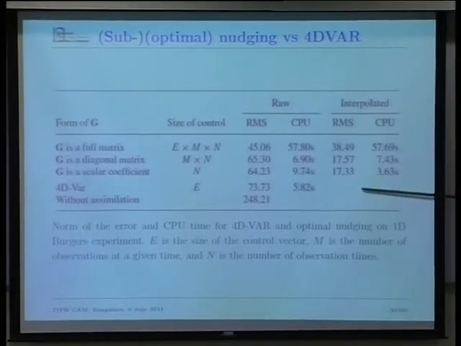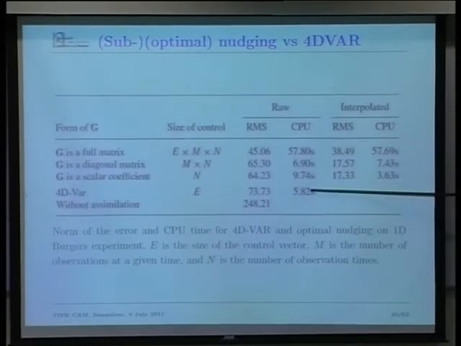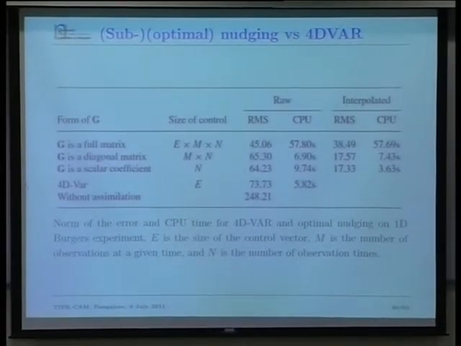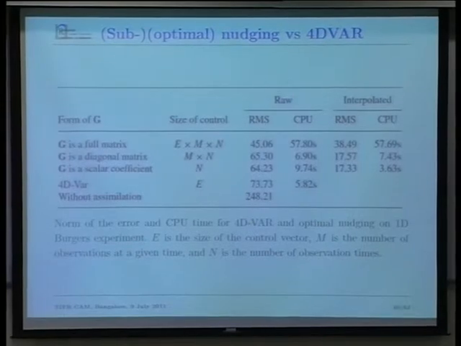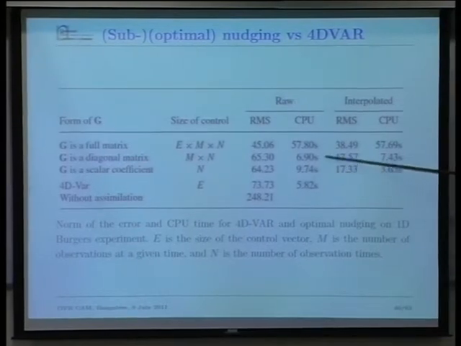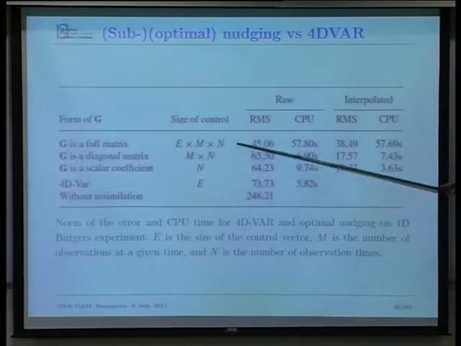So 4D-Var is quite fast because there is no model error, you just optimize the initial condition. It's a 1D model, so it's very fast. And then the optimization of the nudging coefficient: if you take a scalar coefficient or a pseudo-diagonal matrix, the computation time is almost the same as the 4D-Var. But if you want a full matrix optimization, then you increase the size of the control vector a lot, so you also increase the computation time.